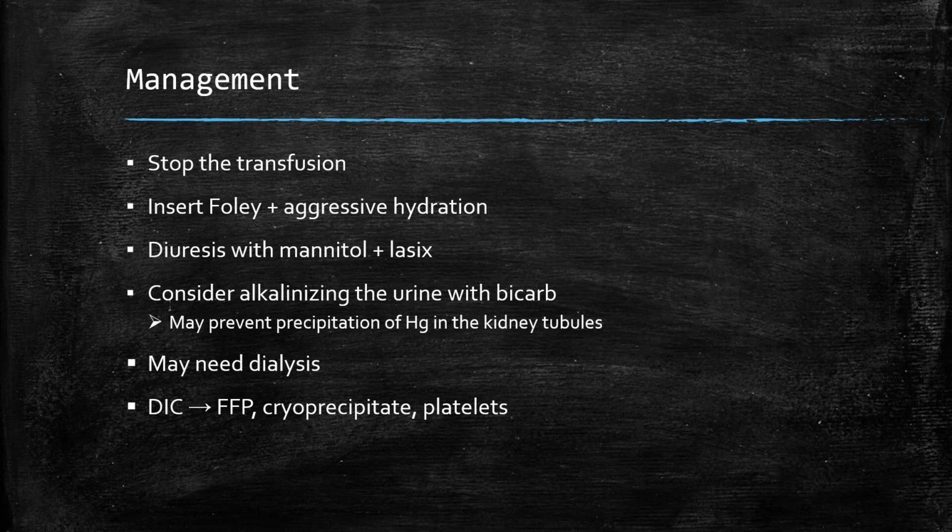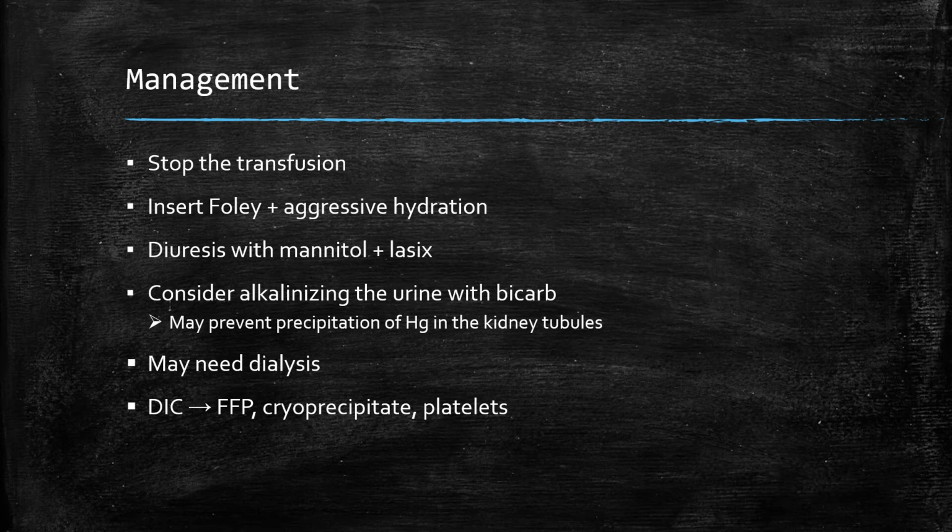Some ICU doctors also recommend giving the patient bicarb. The goal here is to alkalize the urine, which may help prevent precipitation in the kidney tubules. If the patient becomes anuric or hyperkalemic, they may well need dialysis. And lastly, attention will have to be given to DIC if the patient develops this problem.